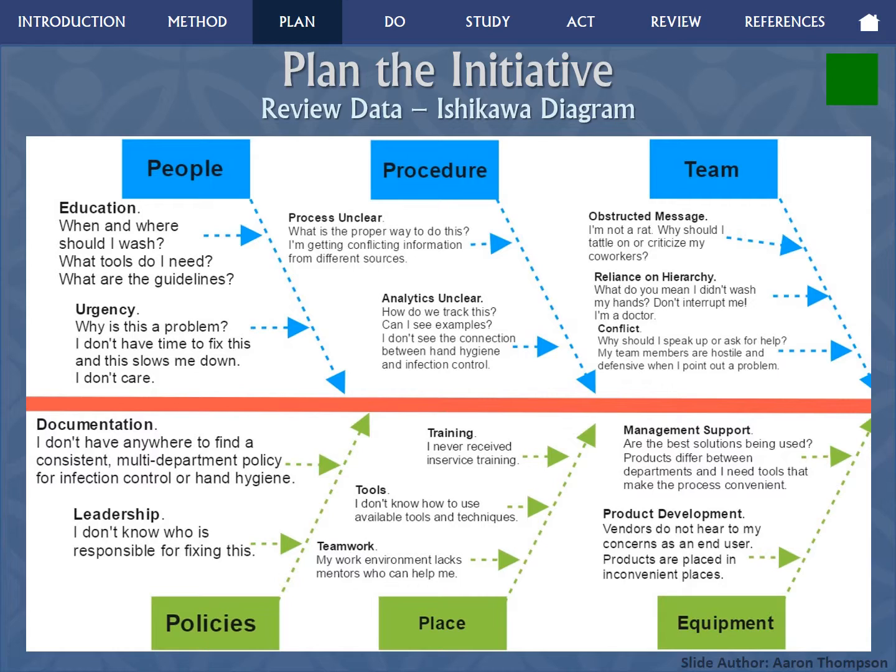The Ishikawa diagram, drafted during the focus process, helps the guiding team plan the quality improvement initiative. The team can identify problems that led to undesired variation, such as poor hand hygiene. Data for the diagram is compiled from staff interviews and is sorted into subgroups.